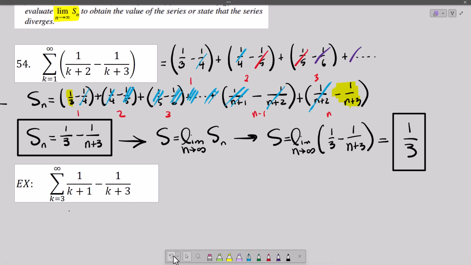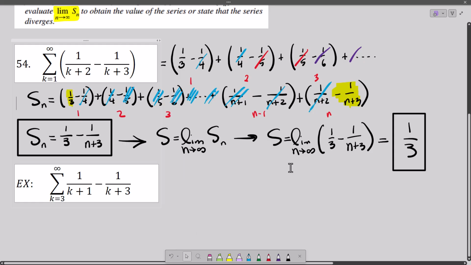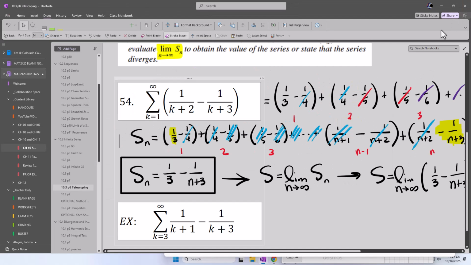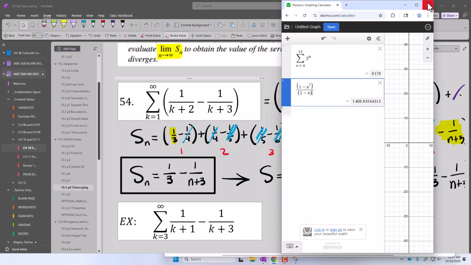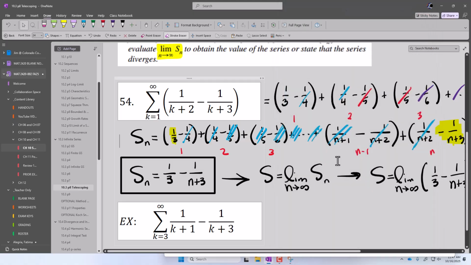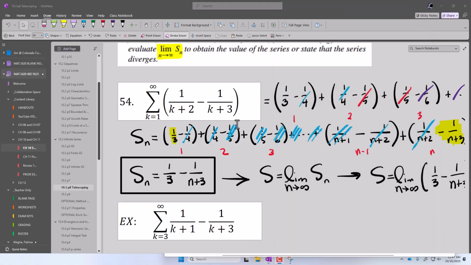Did you see the lab, the friction lab? It was part 5 where they looked at series, geometric series? Yes. It's the one where there's the rim.